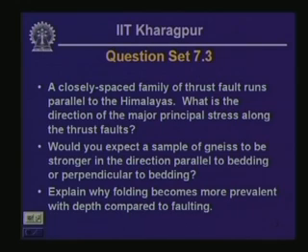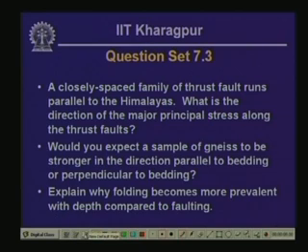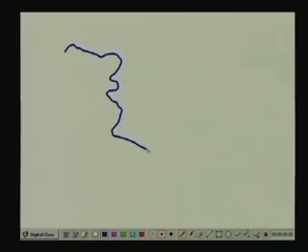The first question was: a closely spaced family of thrust faults runs parallel to the Himalayas. What is the direction of the major principal stress along the thrust faults? Now let's say, if you look at the northern part of the country, then it might actually look like this.